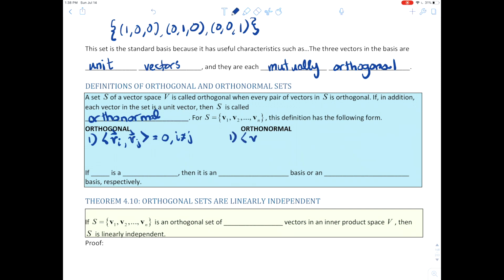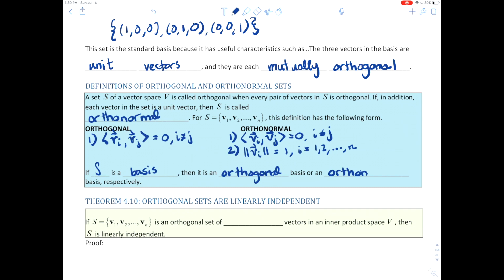Orthonormal will have an additional condition. So it has the first condition, the inner product of Vi and Vj is 0 for i not equal to j. And the second one is that the magnitude of each vector in the basis is 1, for i equal to 1, 2, all the way down to n. So if S is a basis, then it is an orthogonal basis if it meets the first definition, or an orthonormal basis if it meets the second definition.